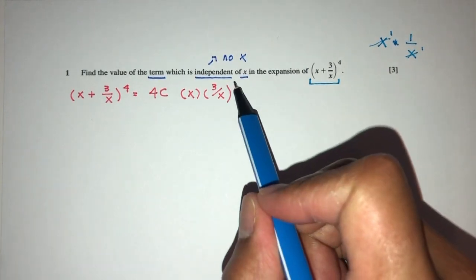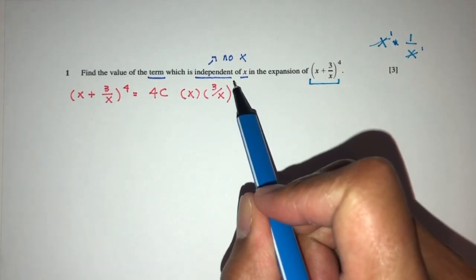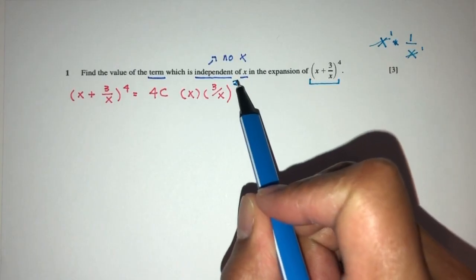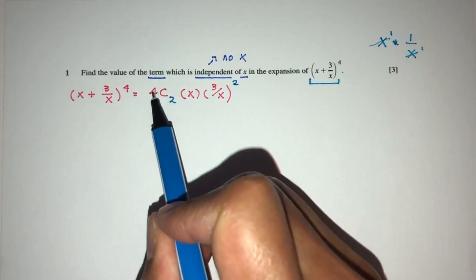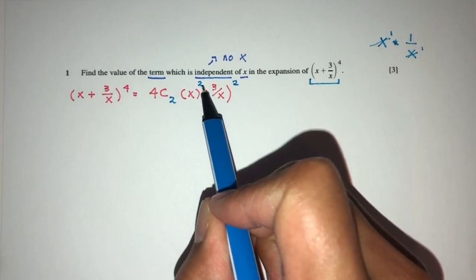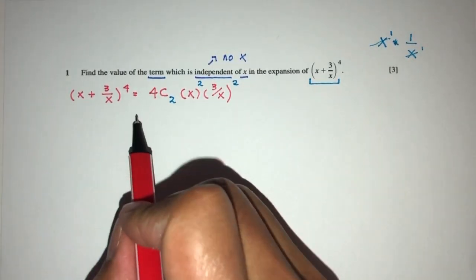So what power can I choose for this one? I will have to choose 2. If I choose 2 here, this also will be 2 here. Now 4 minus 2 is 2, 2 will be here. So now if you expand, you will see what happens.